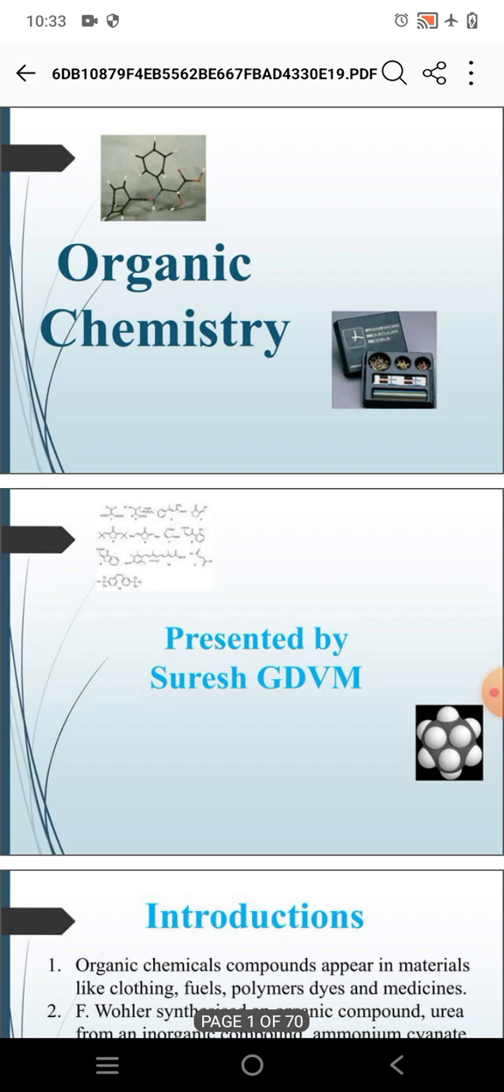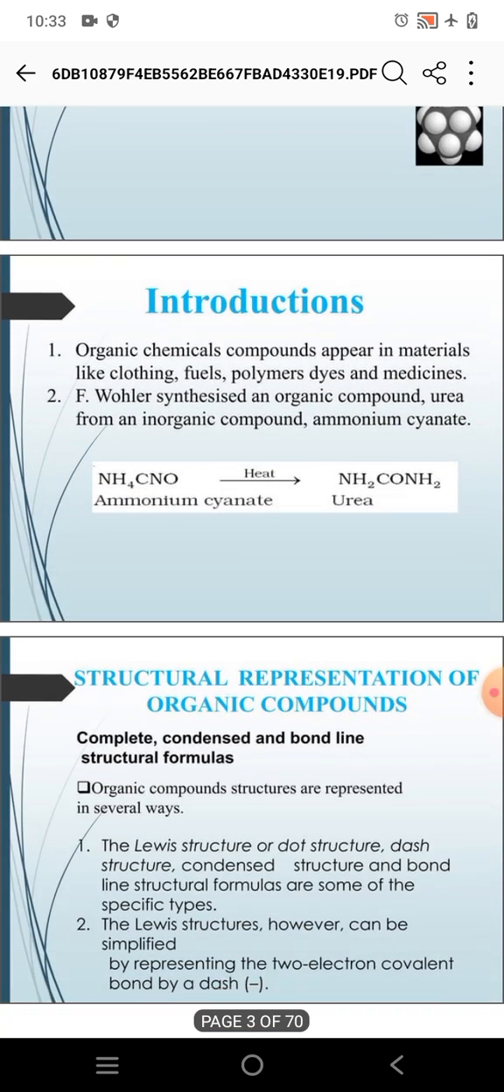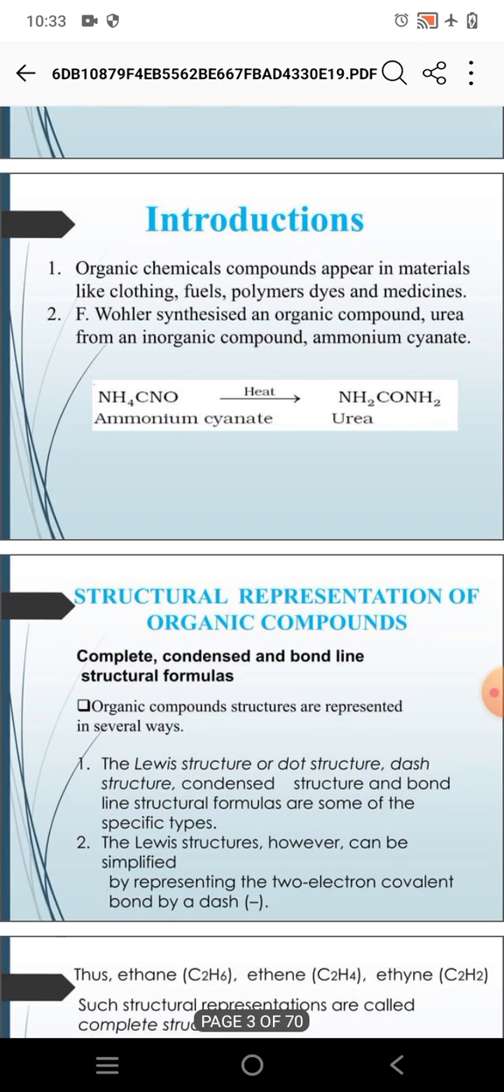Today we are going to discuss general organic chemistry. Introduction. Organic chemical compounds appear in materials like clothing, fuels, polymers, dyes and medicine. F. Wöhler synthesized an organic compound, urea, from an inorganic compound, ammonium cyanate. If we treat ammonium cyanate with heat, then you can get urea.